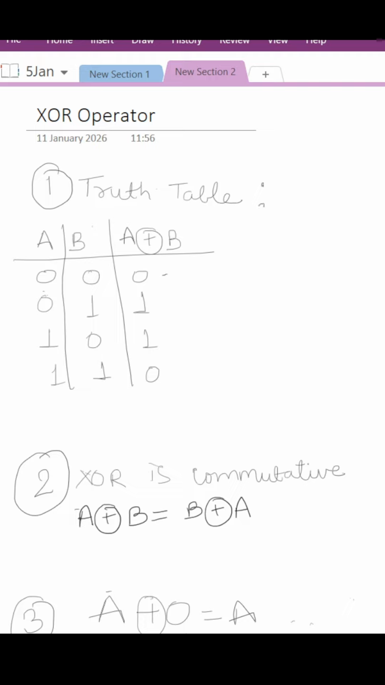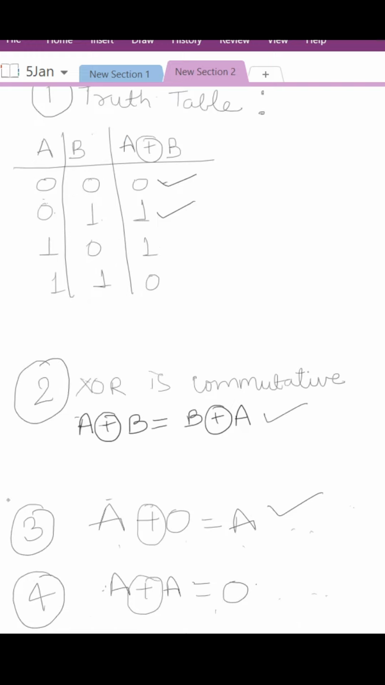First one is the truth table. When input bits are same, A XOR B is 0, and when input bits are different, A XOR B is 1. XOR is always commutative. A XOR B is equals to B XOR A. XOR of any number with 0 is the number itself. XOR of A with 0 is the number itself. XOR of any number with number itself is 0. XOR of A with A is always 0.